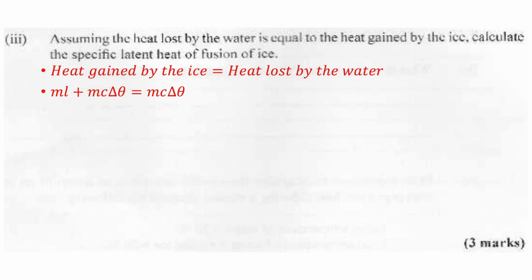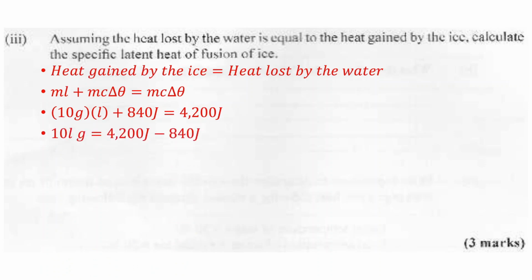On the left hand side, the m c delta theta is the 840 joules that we just found, and on the right hand side, that m c delta theta is the 4,200 joules. The mass of the ice is 10 grams. So solving this equation for L, we would first transpose and subtract 840 from 4,200, which would give us 3,360. And then to find L, we would divide by 10 grams. So the specific latent heat of fusion of ice would be 336 joules per gram.